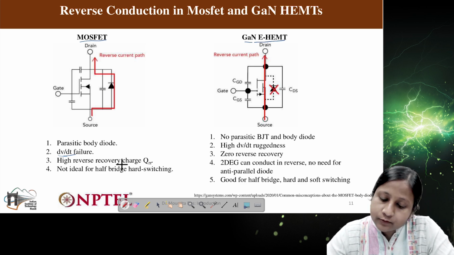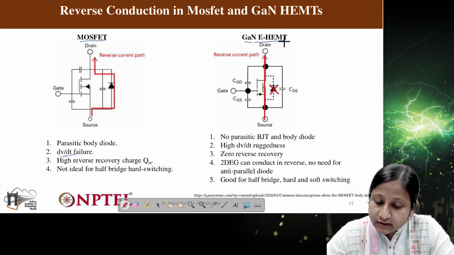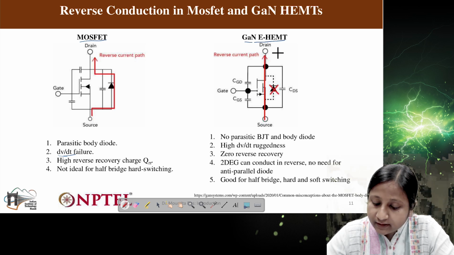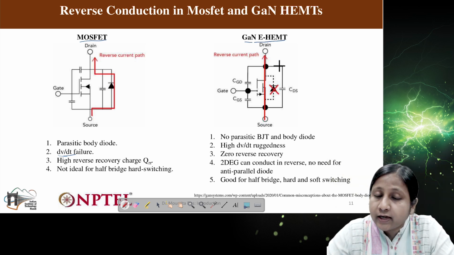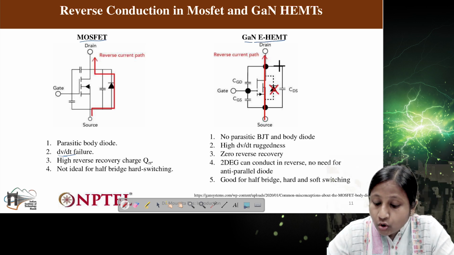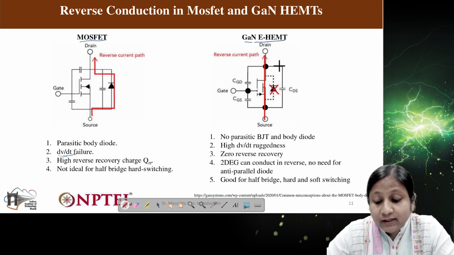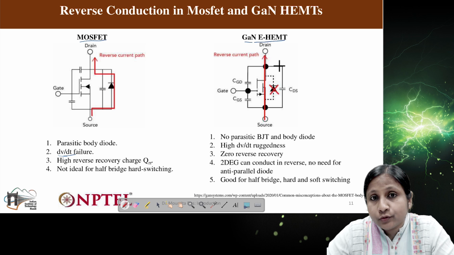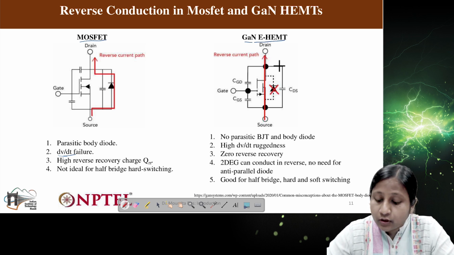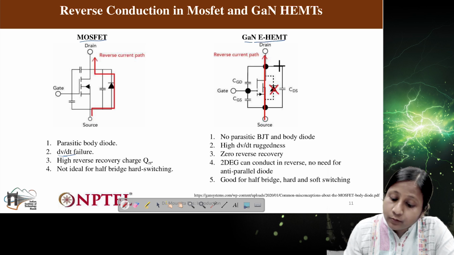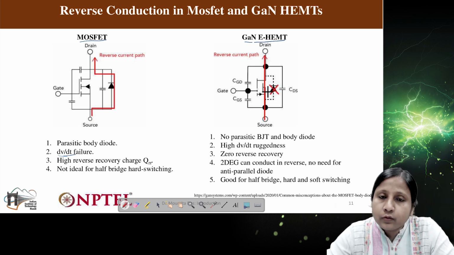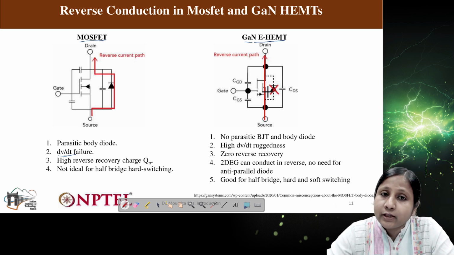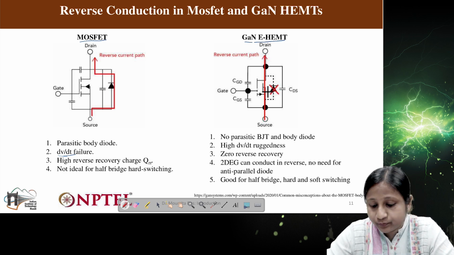Now come to that GaN switch. The GaN switch has a structure which doesn't have any anti-parallel body diode. So does that mean there will be no reverse current flow? There will be reverse current flow. So how does it flow? The flow will be from source to drain. How will this current flow? That will be through the two-dimensional electron gas layer.